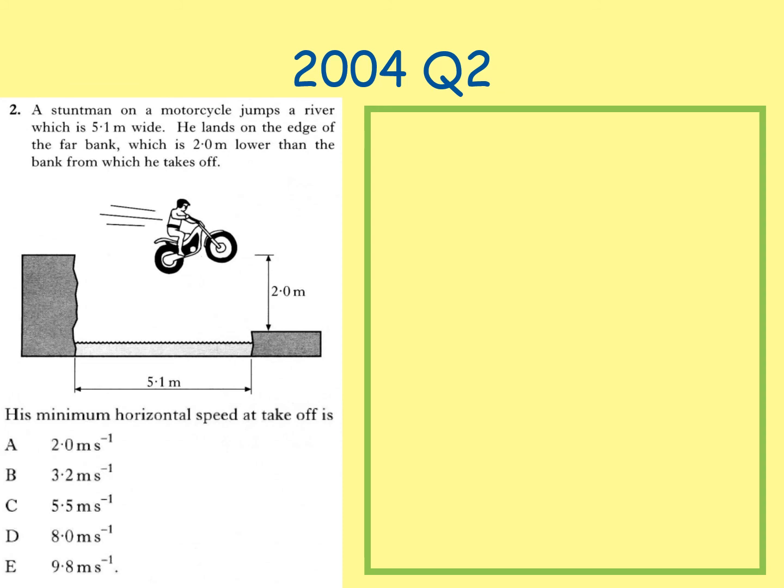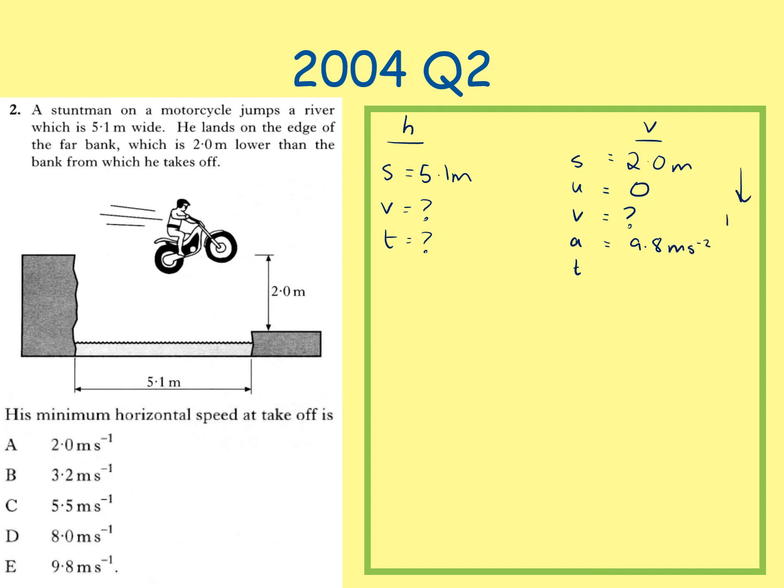Let's look at what horizontal values we've got. We have a displacement of 5.1 meters. The velocity is what we want to work out. However, we do not have a time, but we can find this time using our vertical values. We have a vertical displacement of 2 meters. We have a start velocity of 0. We do not know our end velocity. We have an acceleration of 9.8 meters per second squared. Again, we're saying moving down is positive. And we have a time that we don't know, but the time is what we want to work out.